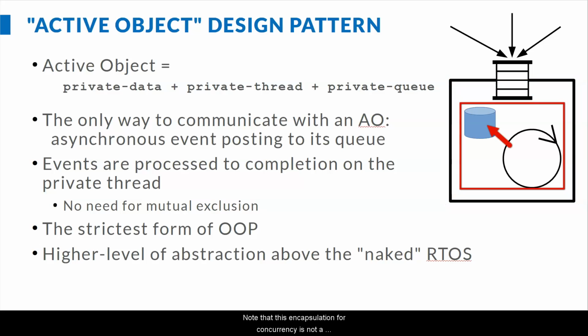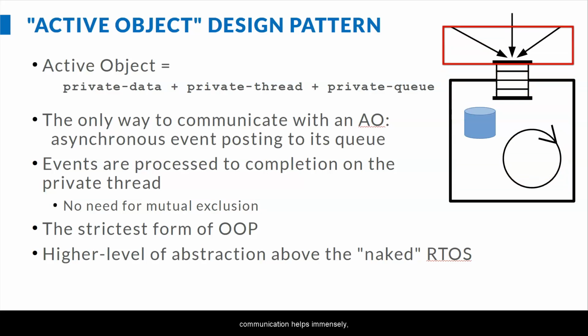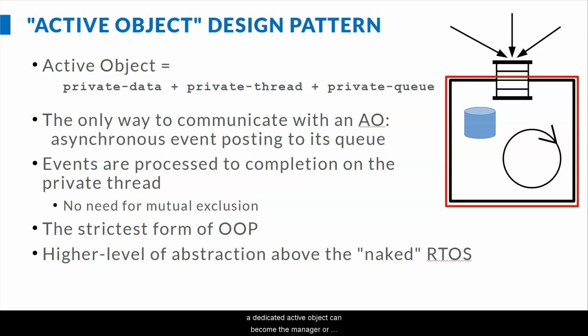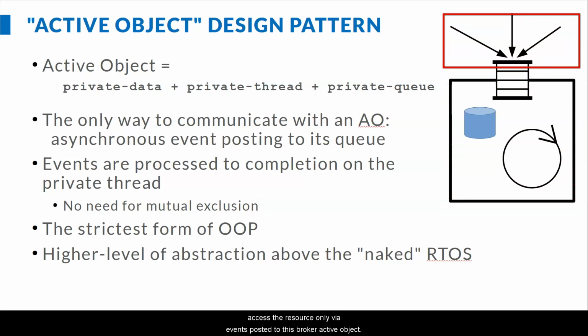Note that this encapsulation for concurrency is not a programming language feature, so it is no more difficult to achieve it in C++ than in C, but it requires a programming discipline to avoid sharing resources, known as the share-nothing principle. However, the event-based communication helps immensely because instead of sharing a resource, a dedicated active object can become the manager or broker of that resource, and the rest of the system can access the resource only via events posted to this broker active object.